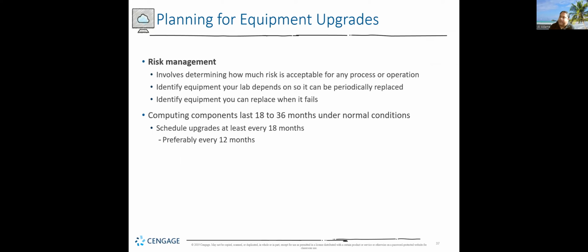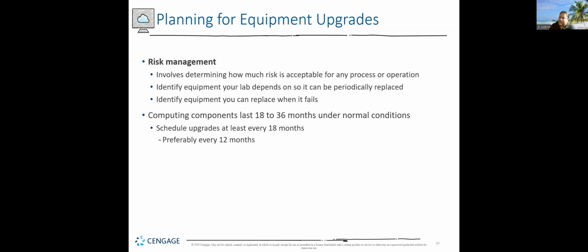Identify equipment your lab depends on so you can periodically replace it. Yeah, things burn out, things break down. So what burns out more often than not? Do you have one backup of it? Do you have three backups of it? How much backup equipment do you have? And then, equipment you can replace when it fails. Some equipment is more robust than others. You might have one of those things sitting around in the back in case this one dies in the middle of the work you're doing.